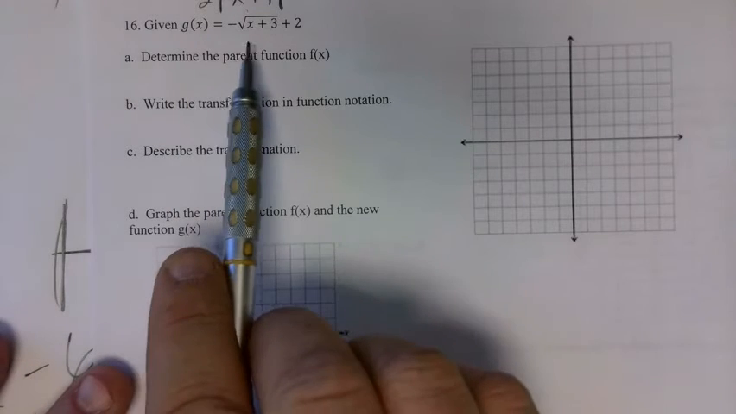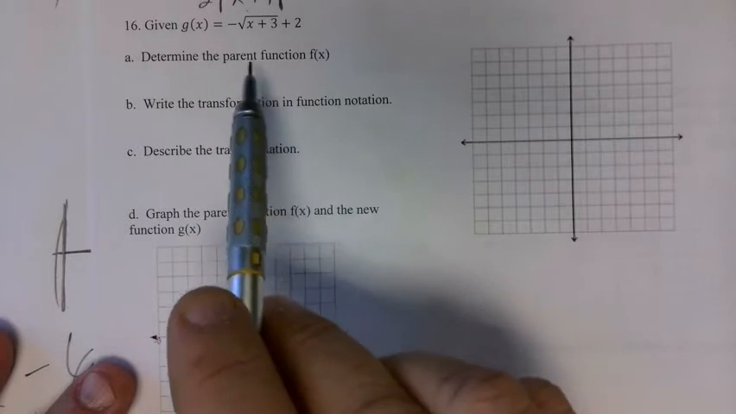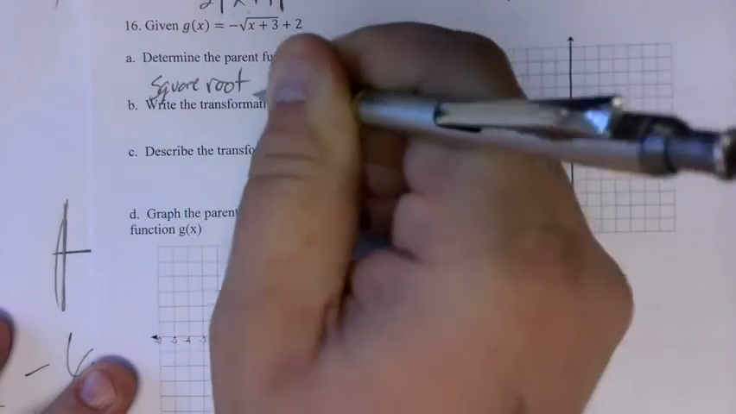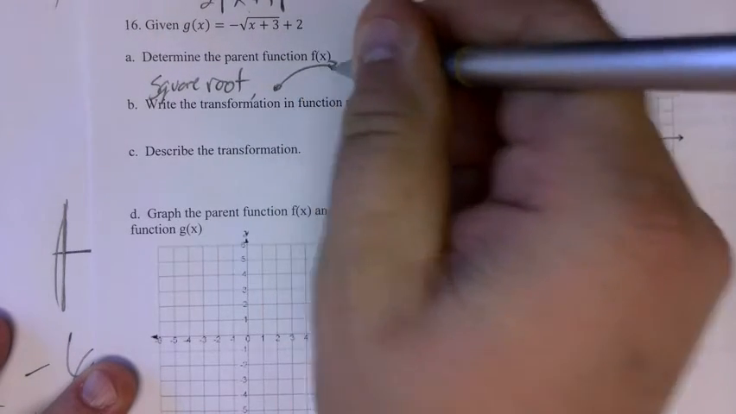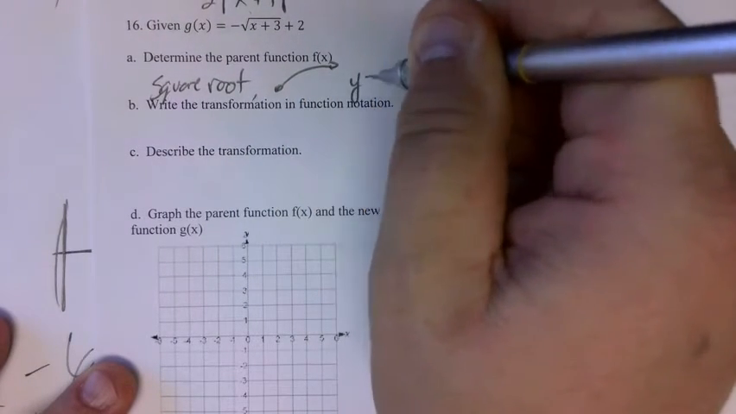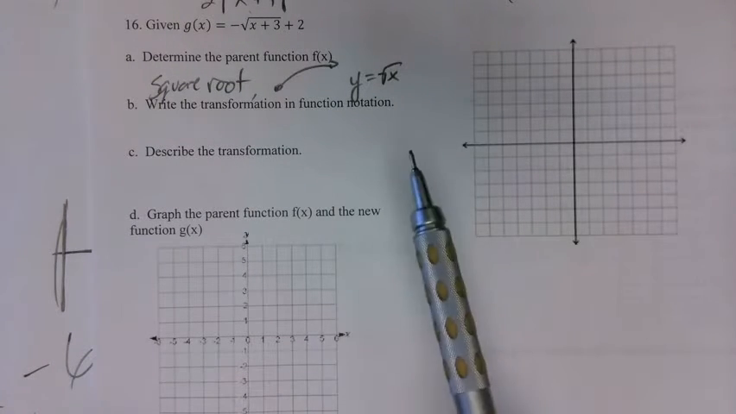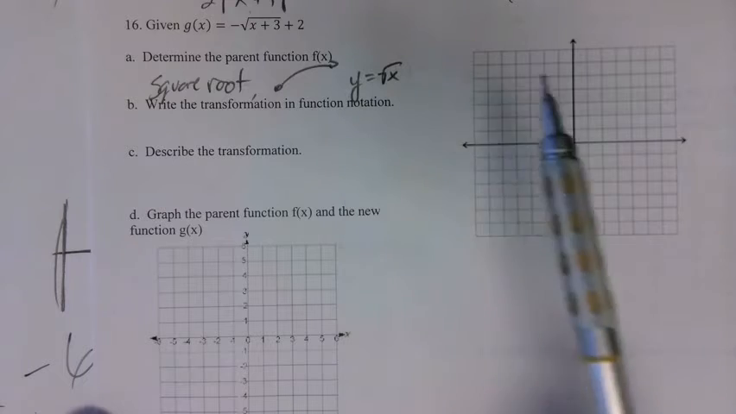16. Given this function, g of x equals the negative square root of x plus 3 plus 2. The parent function. The parent function is the square root function, which makes this graph. It looks like that. And the equation is y equals the square root of x. So there's the parent function. Okay? I would love to see the equation.